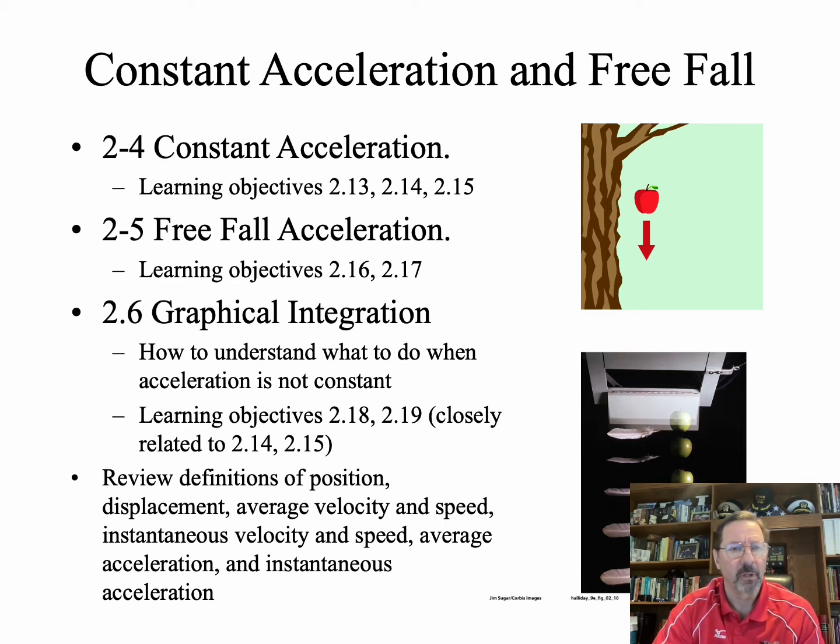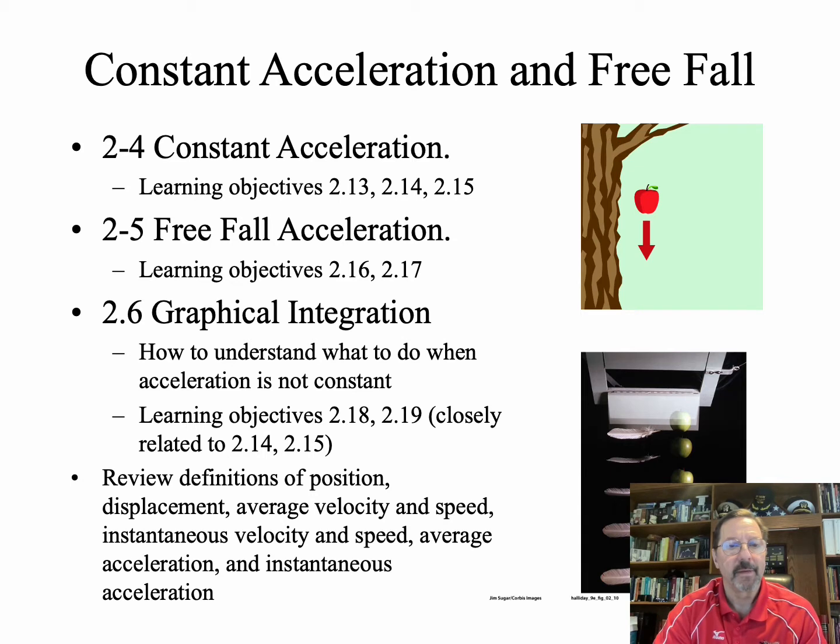And the last section is 2.6, graphical integration. Essentially, it tells you what to do when you don't have constant acceleration. We'll do it graphically, showing you how to find areas under curves to do graphical integration. But obviously, as you progress in your calculus courses, you could just learn to integrate analytically. The learning objectives here are 218 and 219, and you'll find that they closely relate to learning objectives 214 and 215 from section 2.4.